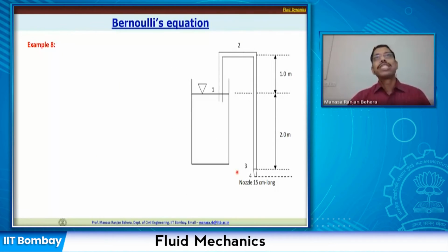So this is an application of Bernoulli's equation again. What I have shown here is a kind of siphon. If you look at it, this is a reservoir and there is a pipe. So you have a tank. Let us say in earlier days, people used to empty some tanks, let us say large kerosene drums.